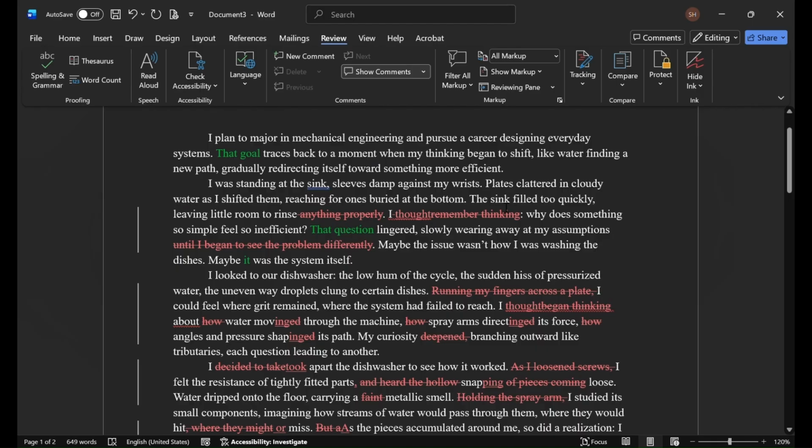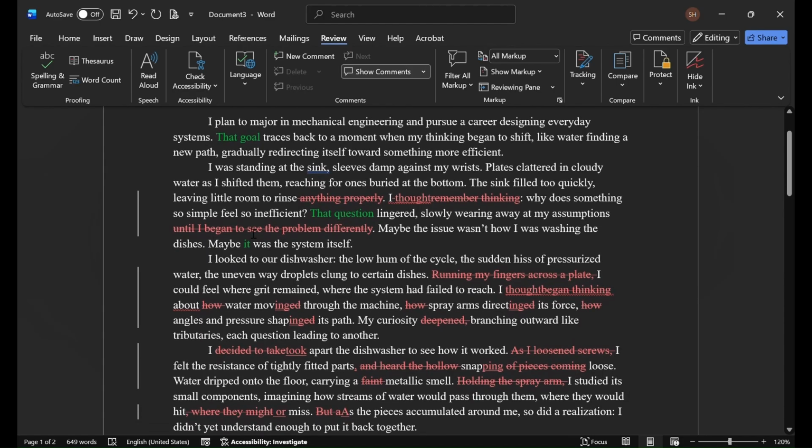In this final pass, I still had to get the essay down about 100 words. And so we're really trying to get into the nitty gritty here. Things like here, just anytime that we can try and use one word instead of two or one word instead of three, that's kind of what we're trying to look for. So this originally was, I remember thinking, but we can just reduce that down to one word here and say, I thought. Why does something so simple feel so inefficient?